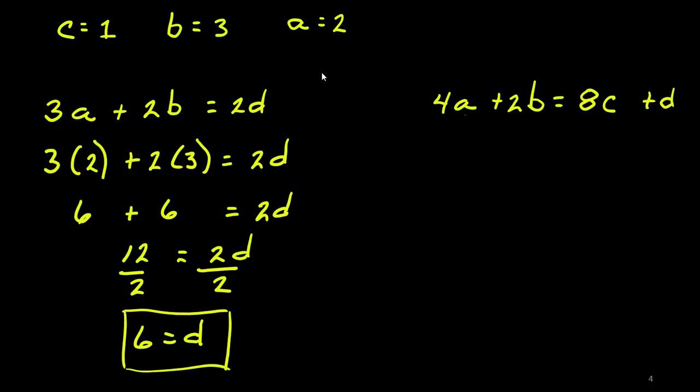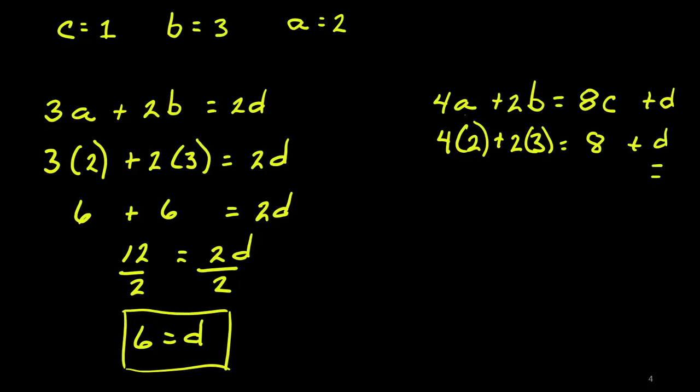Now, we don't have to do the other side, but it'll be a really good check on us to make sure that we made all these calculations on the left-hand side correctly. So we'll do the same thing with this equation over here on the right-hand side. We'll substitute the values of these letters in there. So it's going to be 4 times the value of A, which is 2, plus 2 times the value of B, which is 3, and the value of C is 1, so that's 8 times 1 is 8, plus D.